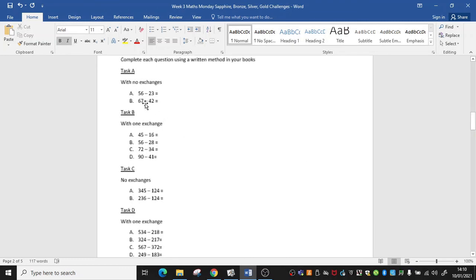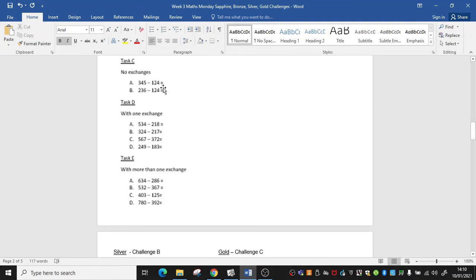They're clearly labelled. Task A, there is no exchanges. Task B, there is only 1 exchange. Task C, there is no exchanges, but it's 3-digit numbers. Task D, there's 1 exchange, and Task E, there is more than 1 exchange. But obviously, we never go above 3-digit numbers.